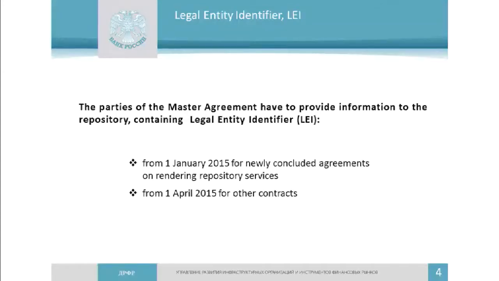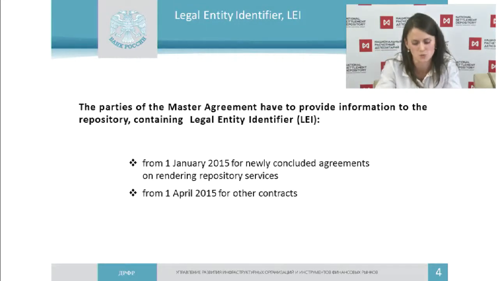The ordinance includes some specifics for determining an informing person. If only one party of a master agreement has to provide information to the repository, this party will be able to determine the informing person. I think that is the main part of the information I wanted to say, and thank you for your attention.